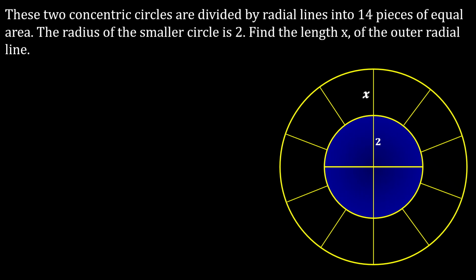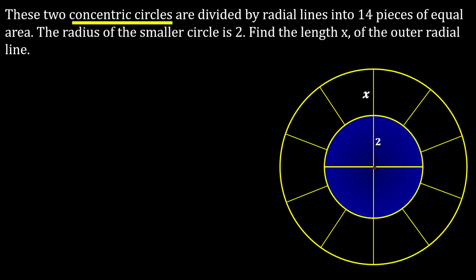These two concentric circles are divided by radial lines into 14 pieces of equal area. The radius of the smaller circle is 2. Find the length x of the outer radial line. Okay. So first, let's talk about concentric circles.